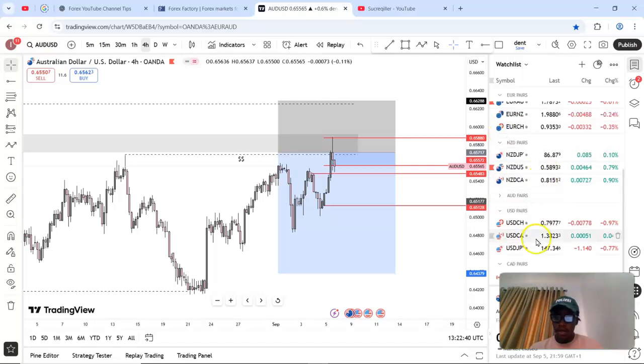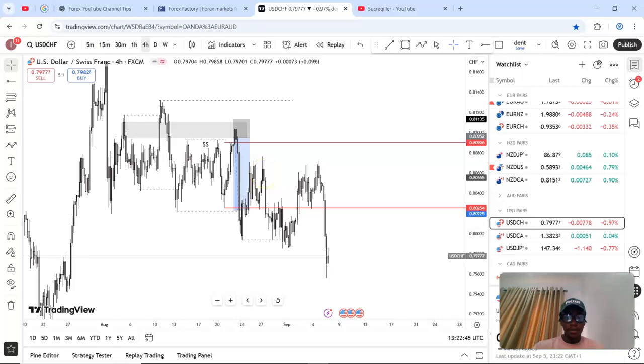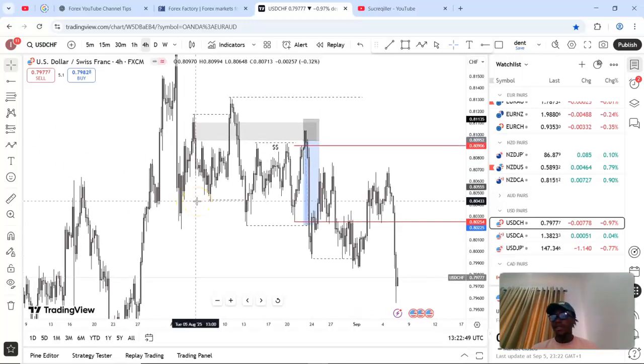Okay, let me show you this USDCHF. I saw this price action on USDCHF. It does not even matter the strategy you use or the mentor, whatever you do. With just basic market structure, I think everyone should be able to get good trades and good entries. Look at this.